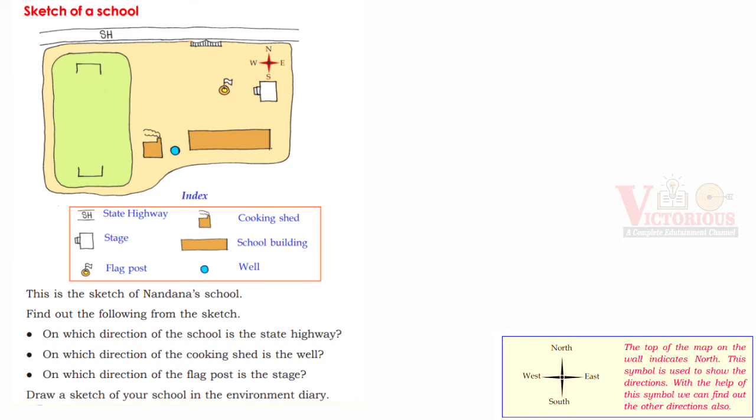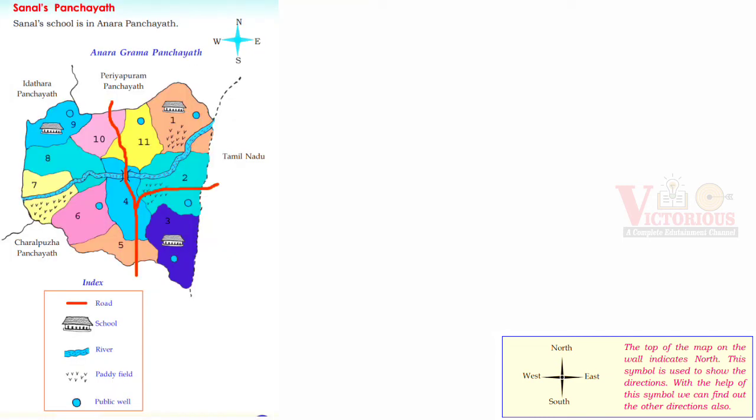Marking of boundaries is very important. Hence, you could try to draw a sketch of a school. Okay? Then look at Sanal's panchayat. Sanal's school is in Anara panchayat. Observe the picture and try to understand the things.